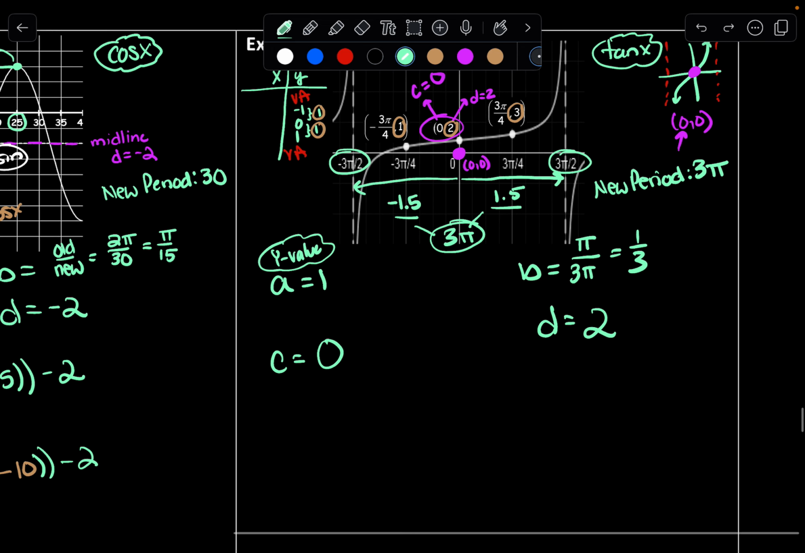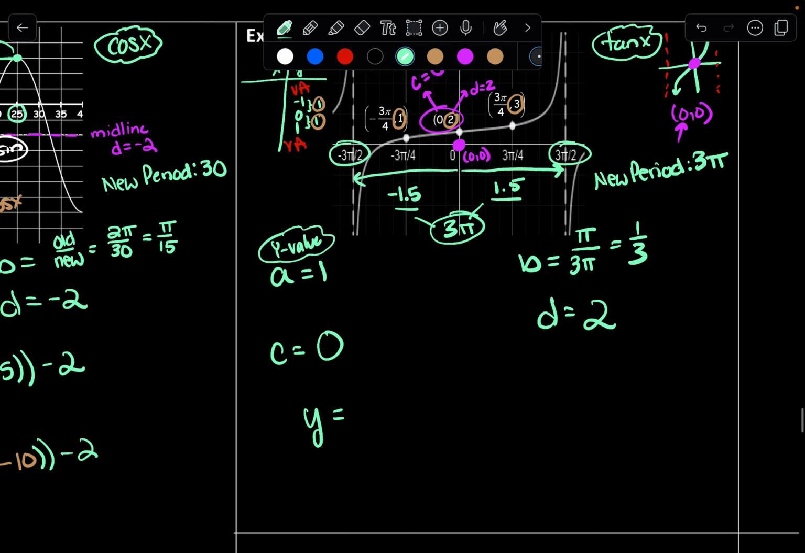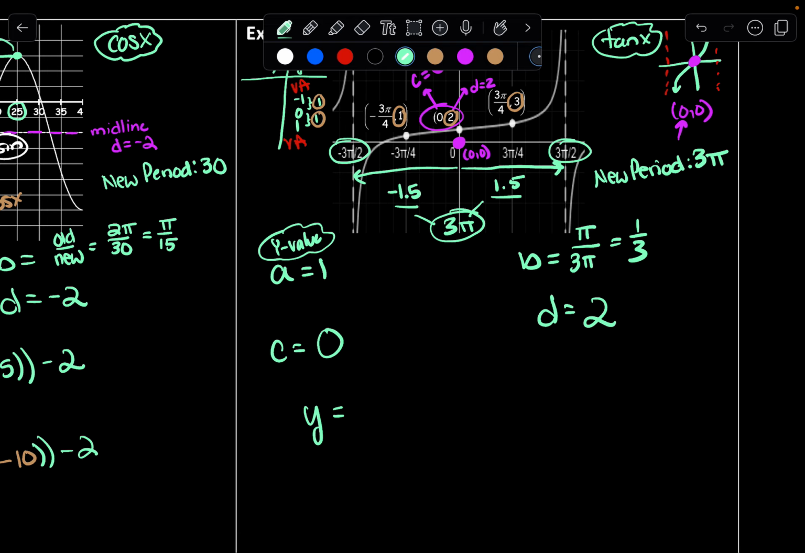All right, so to write this, we'll have y is equal to, our a value was 1, so we can just have the invisible 1 there. We'll have tangent, and then our b value is 1/3, our c value is 0, so we can just do x/3, and then +2 for the d value.